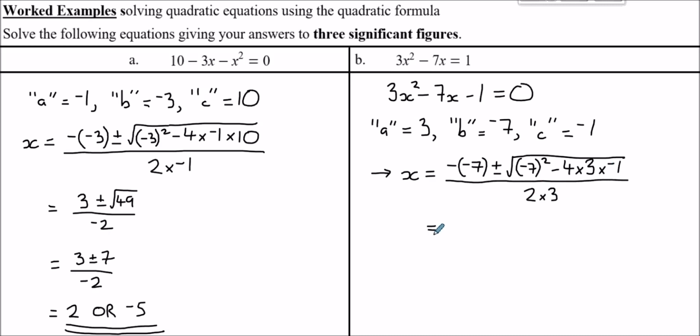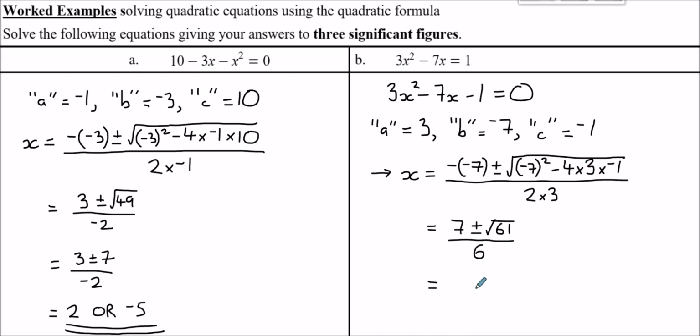Let's neaten this up. Minus minus 7 is positive 7, then plus or minus, well, what's in here? Minus 7 squared is 49, so we've got 49, then 4 times 3 times minus 1 is minus 12. 49 minus minus 12 is positive 61. So we have that all over 6.